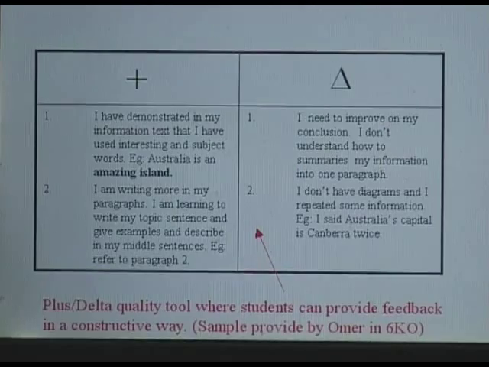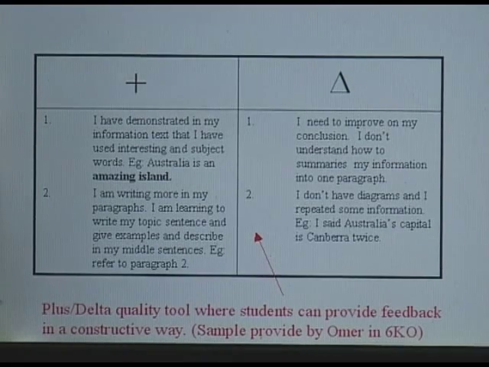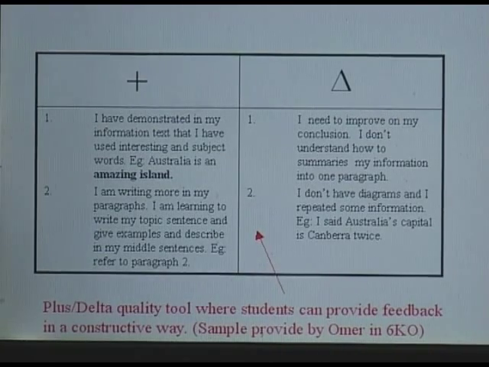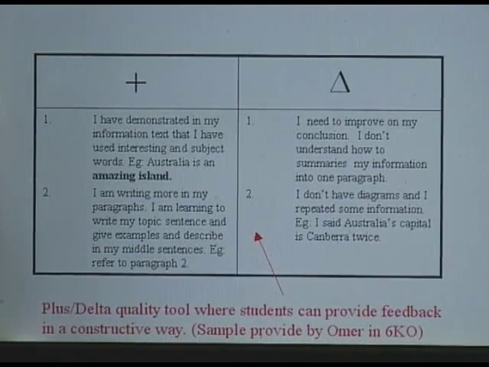At the bottom is one of the plus deltas that the kids use to evaluate their work. This was actually done by Omar, one of our grade 6 children. He's evaluated just a short piece of writing. He's identified some of the things that he's done well in the plus section, but he's also identified some of the areas that he can work on in the delta section, and these are things that he'll turn into goals.